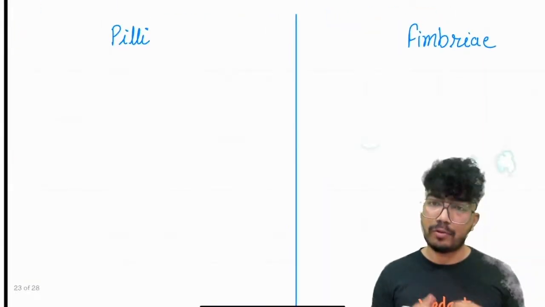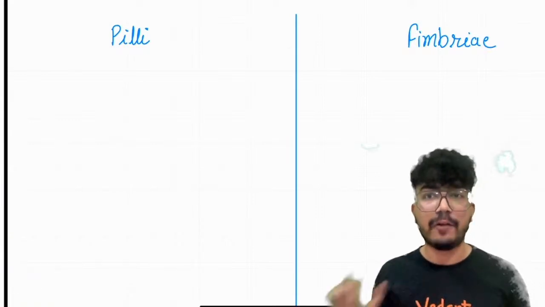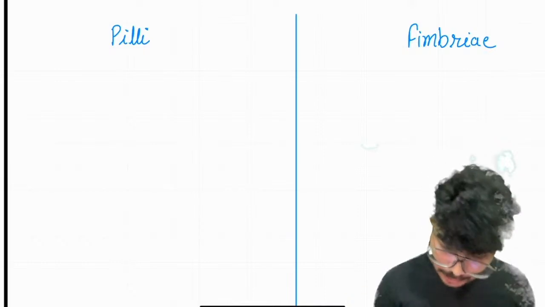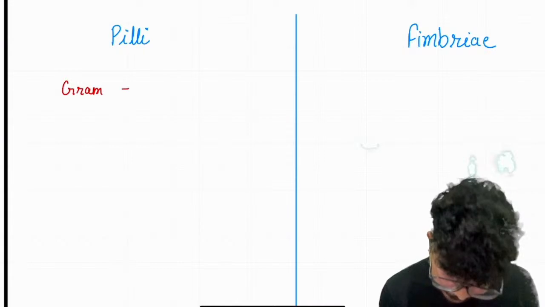So the first point is going to be the occurrence. Pili only occur in gram-negative bacteria, but fimbriae can occur in both gram-positive and gram-negative bacteria. So for pili, gram-negative bacteria only.